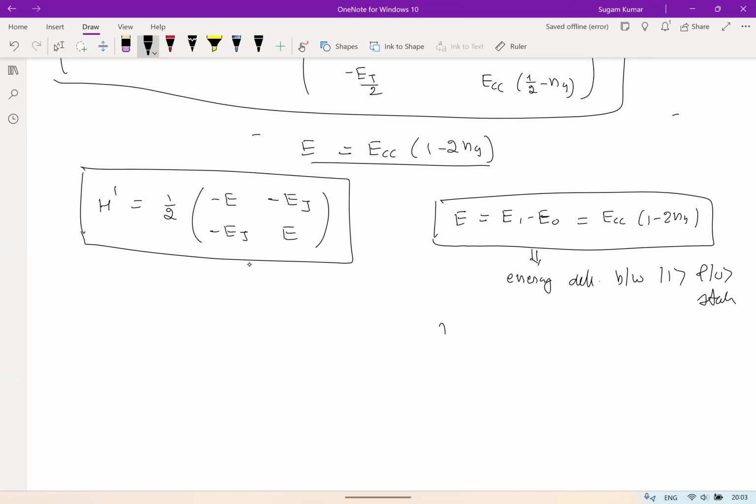Keep in mind this N here in this case is 0 and 1, correct? Yes, but the Hamiltonian is used for this two-level system. But Ng, remember, this is a charge induced, it is induced, no? So this is continuous, okay? It's a continuous quantity. It can be fractional also.